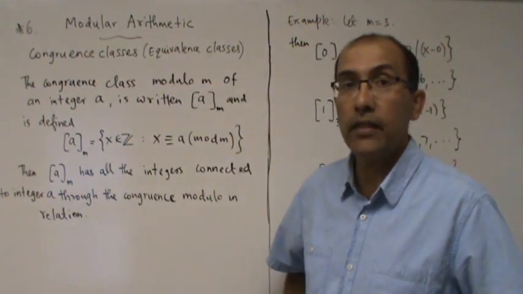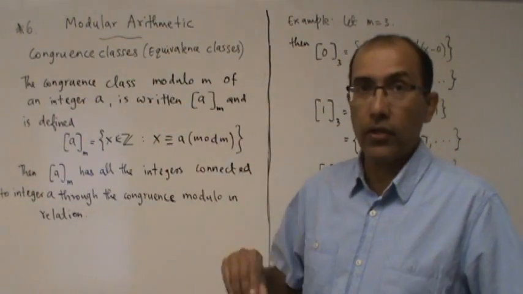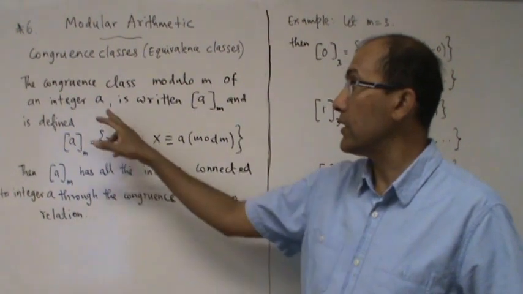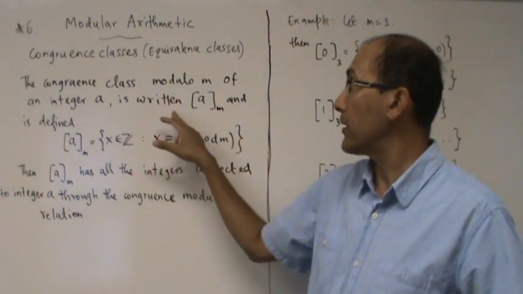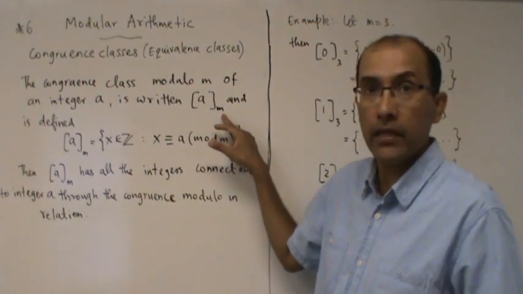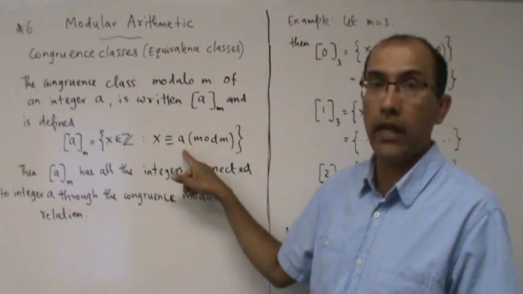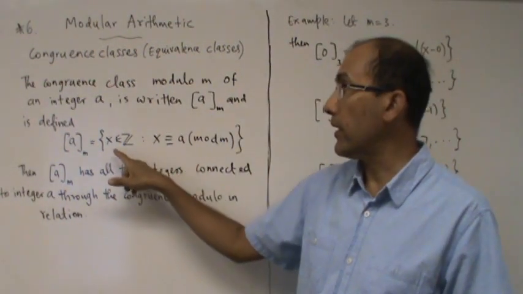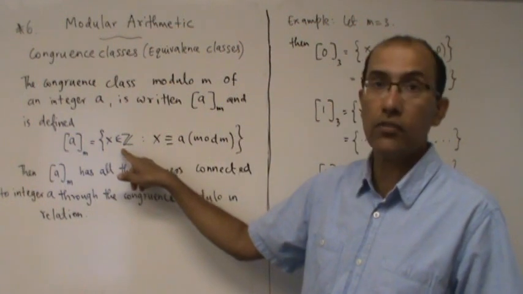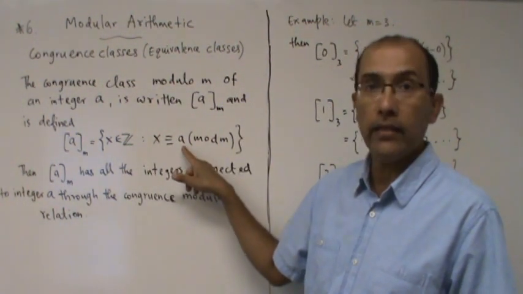Sometimes you will see them written as equivalence classes. So what is a congruence class? The congruence class modulo m of an integer a is written in square brackets, a, and I write m here, that's the modulo m, and it's defined to be this set. So what's in this set? In the congruence class we have x belonging to the integers, so we have integers which are related to a.